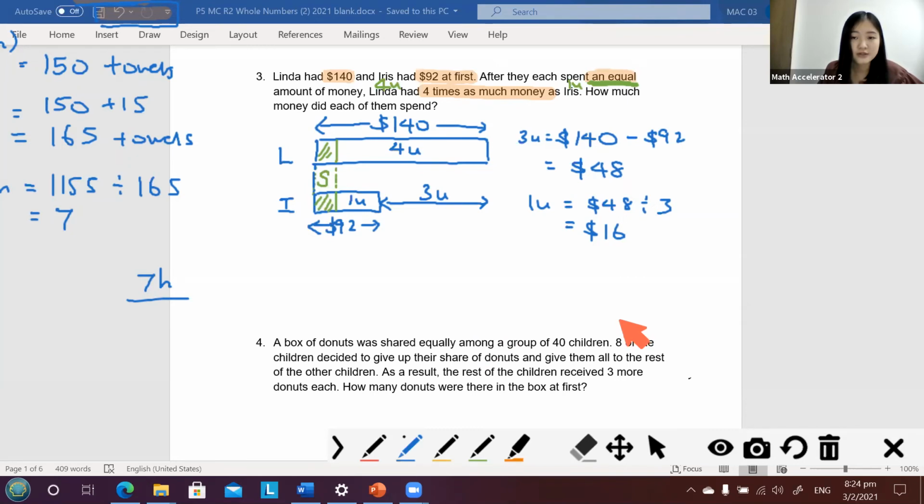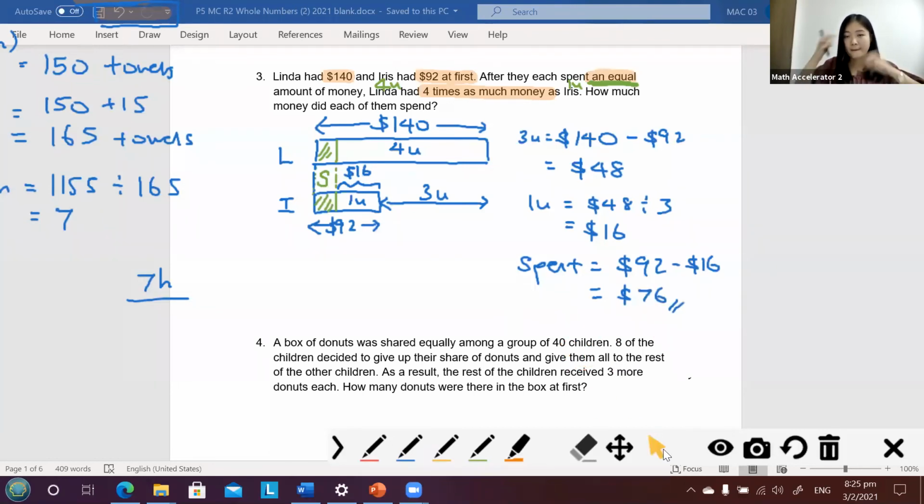Okay, yes, Iris, right? This part here is easier. All you have to do is take 92 minus 1 unit that you found, $16. So spent is your 92 minus 16, which is 76. Yes. Okay, so this type of question is very common.